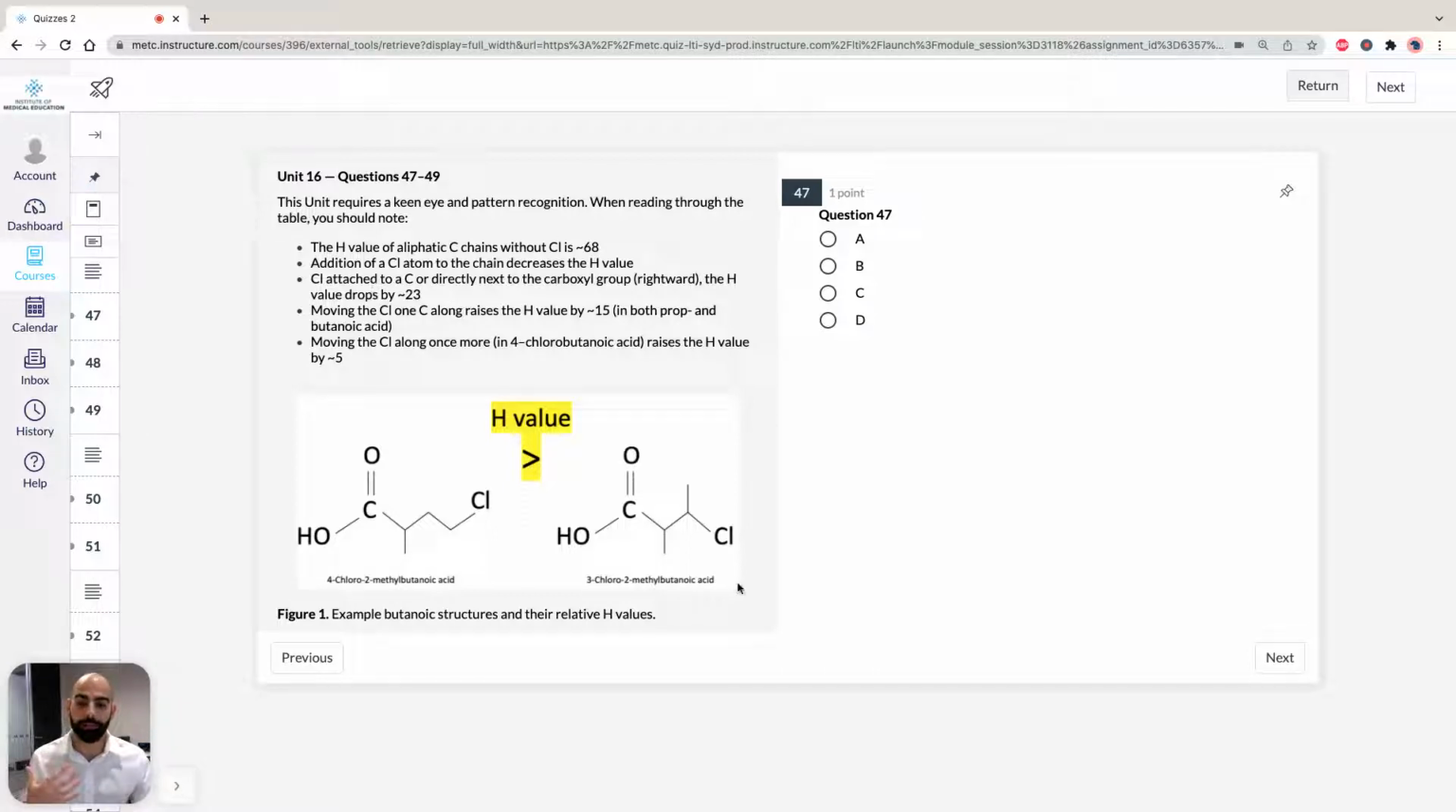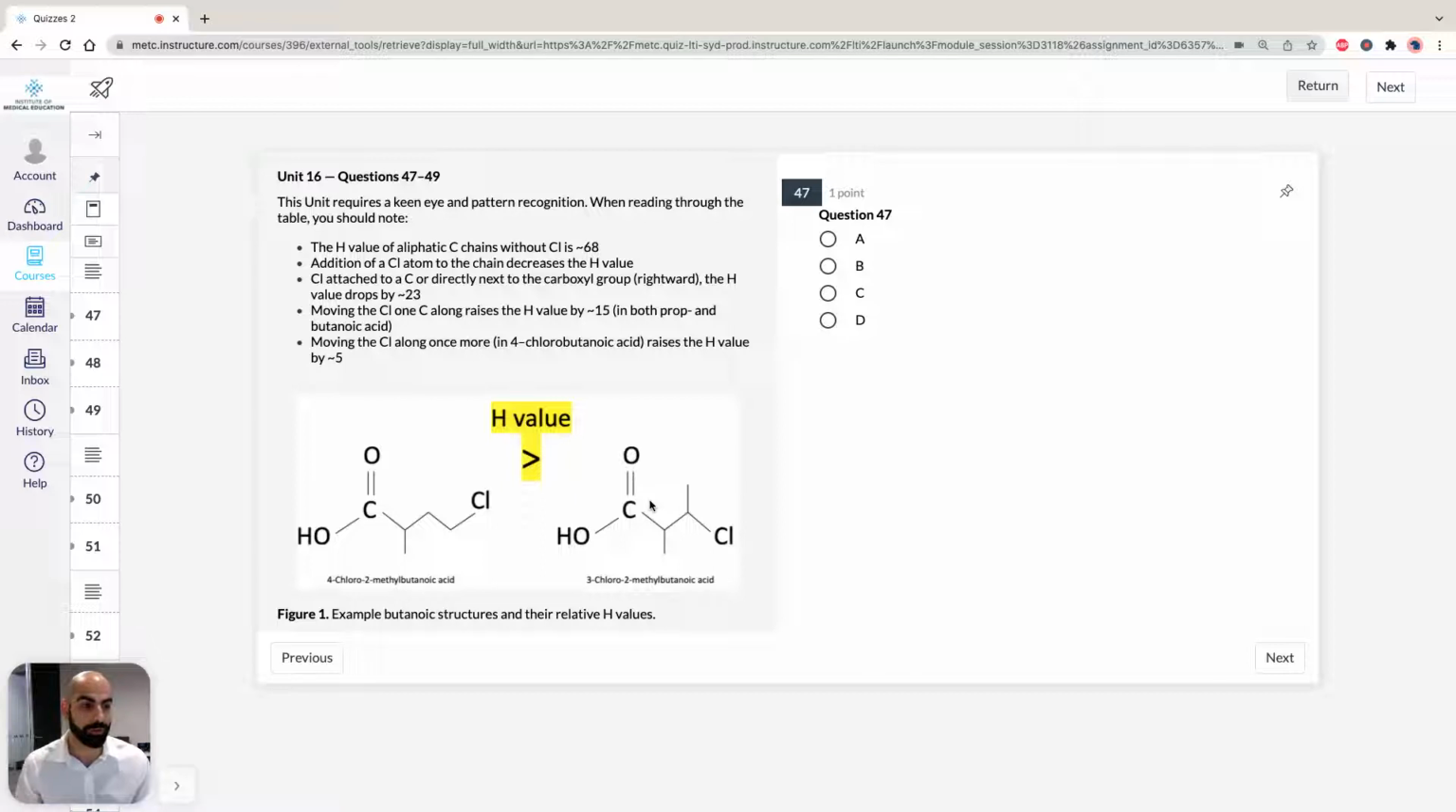So I've put a little summary here. I think the most important thing to understand is that the further away the chlorine atom is from the carboxylic acid, the greater the H value. So I've got an example here: a 4-chloro-2-methylbutanoic acid is going to have a greater H value than a 3-chloro-2-methylbutanoic acid. That's something important to note.